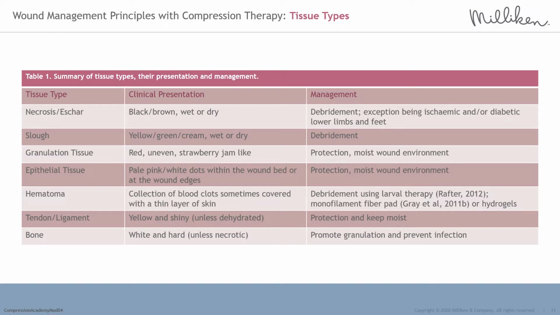Epithelial tissue usually presents as pale pink white dots within the wound or edges. Management strategies that of protection of the fragile new cells and maintenance of the moist wound environment to allow cells to migrate over the wound prior to complete healing.